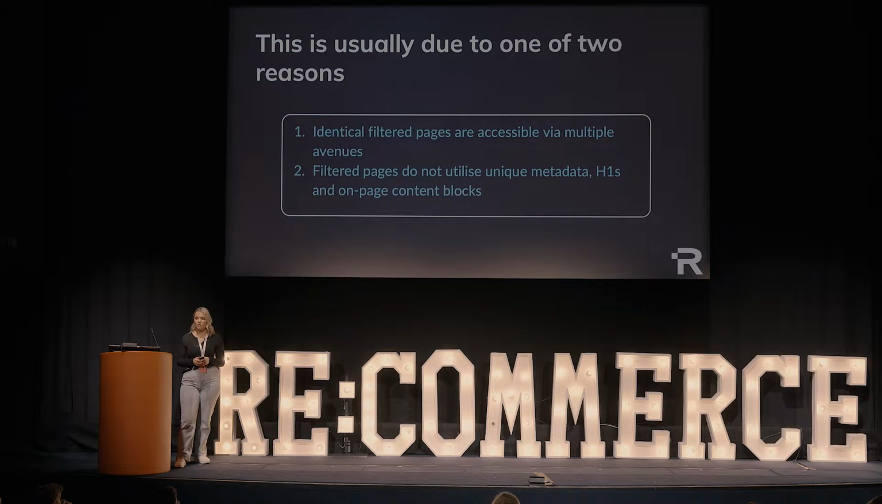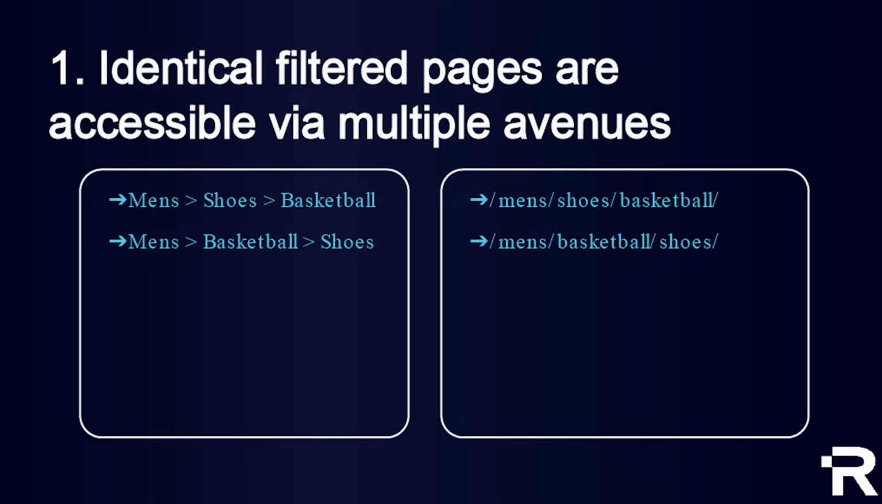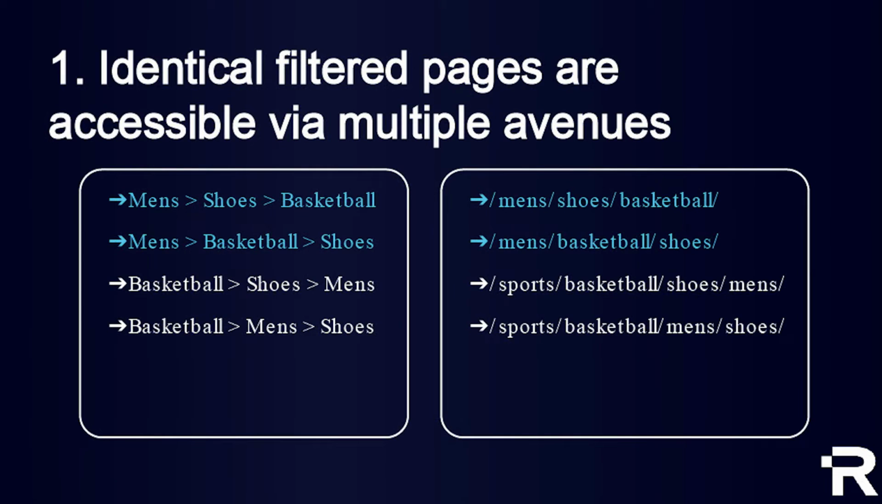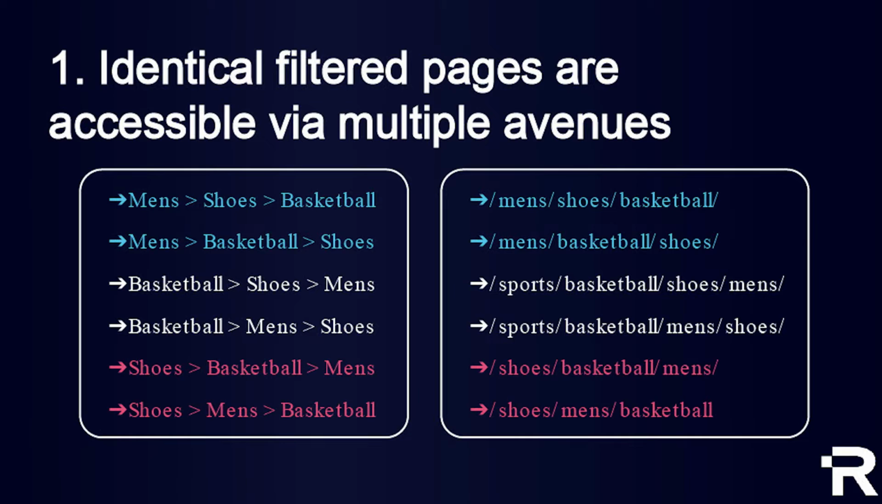Looking at the first one a little bit, say you were a sportswear company selling men's basketball shoes, you're probably going to have a top-level PLP for men's, probably going to have a top-level PLP for basketball, and then probably one for shoes too.